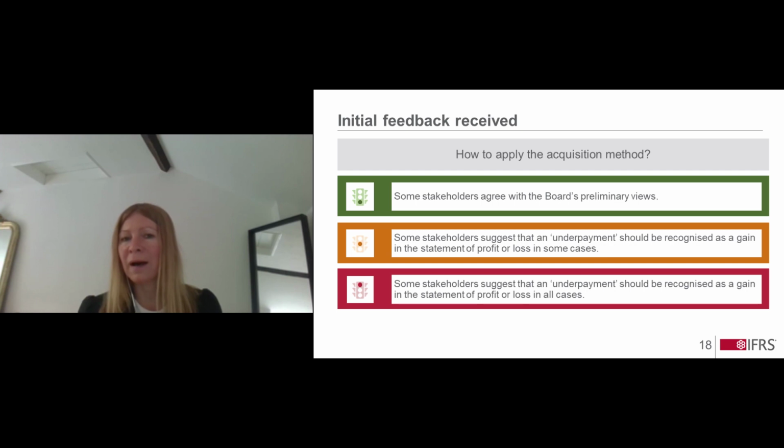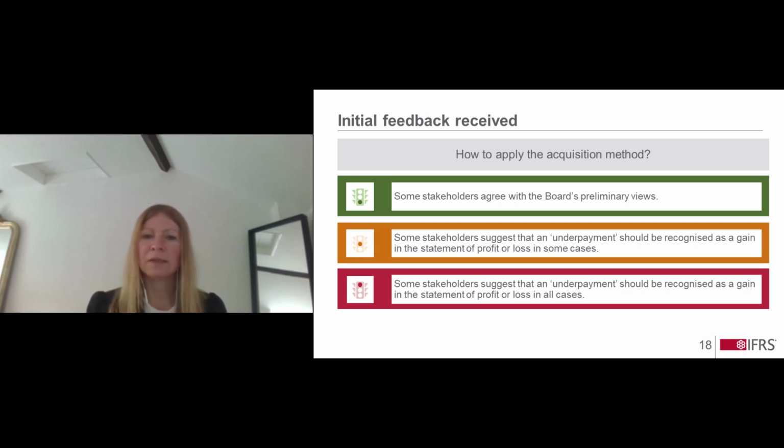So one topic that does generate a lot of discussion is how to account for contributions. And in particular, some stakeholders agree with the board's preliminary view that any underpayment should be recognized as a contribution to the receiving company's equity, and agree for the reasons set out in the discussion paper. Some stakeholders believe that any underpayment in a business combination under common control should be recognized as a gain in profit or loss, as would happen applying IFRS 3 to a business combination between unrelated parties.